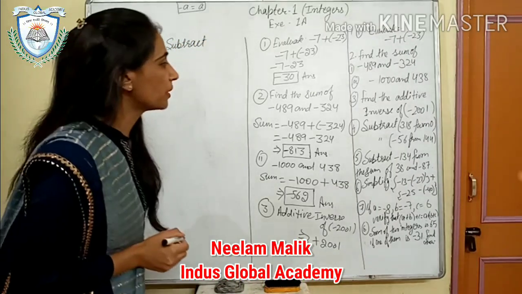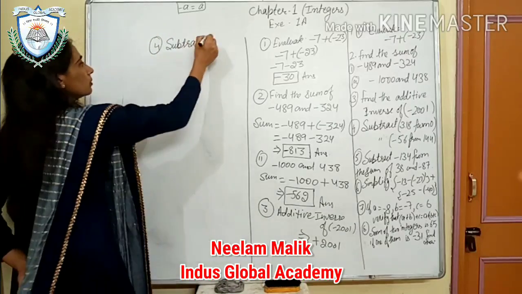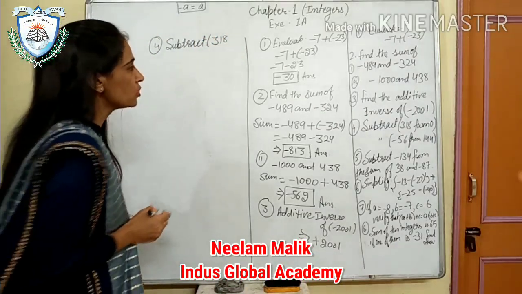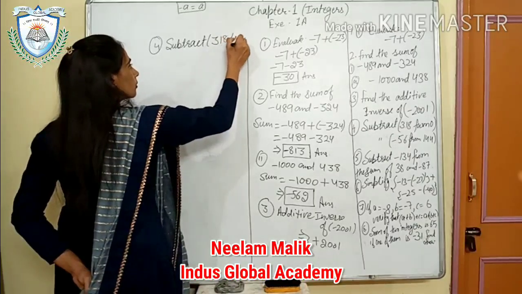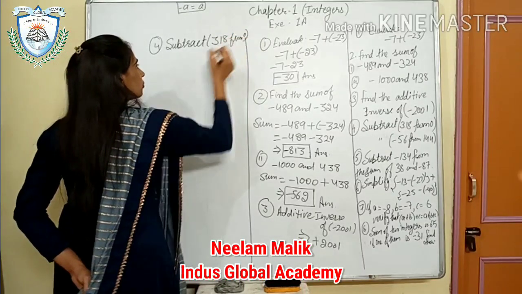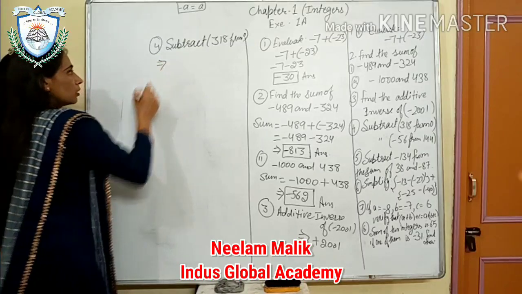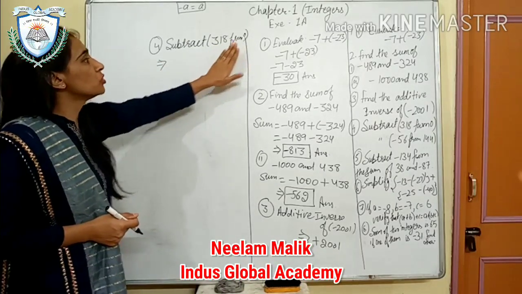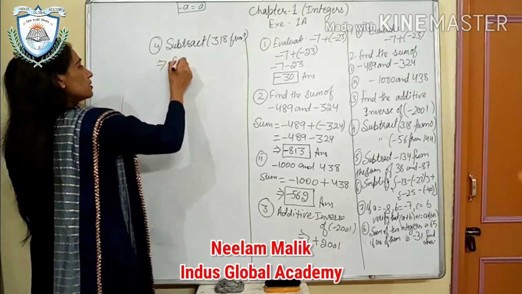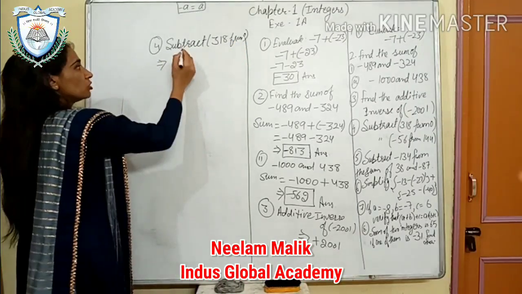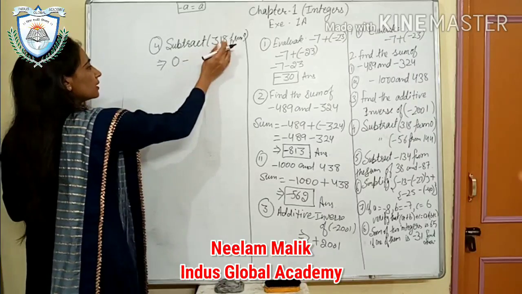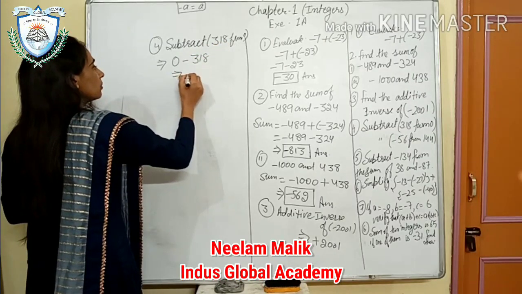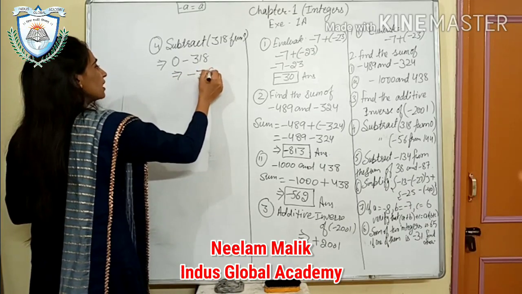Subtract. What do we have to subtract? 318 from 0. We have to subtract 318 from 0. From 0 means we will take 0 first, then minus, because we have to subtract, so the sign will be negative, and then the first number. So what is your answer? Your answer is minus 318.